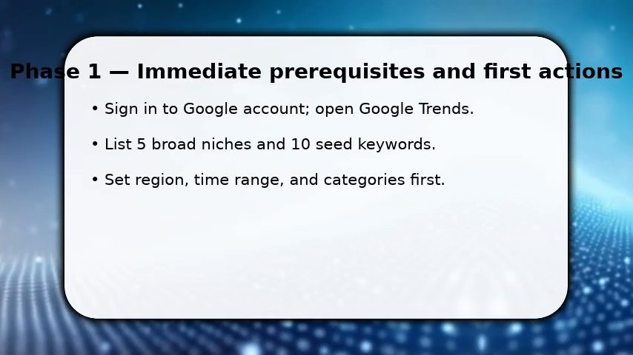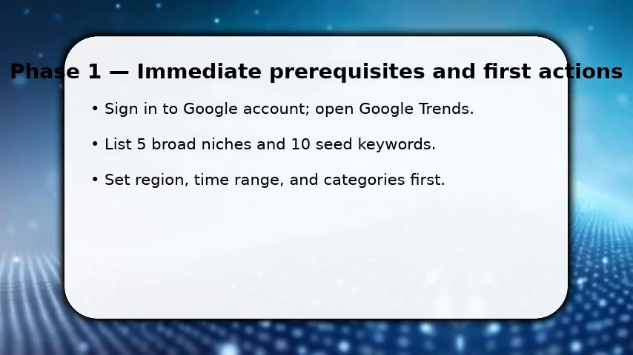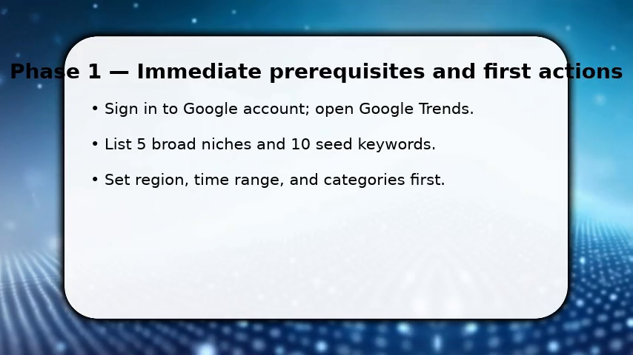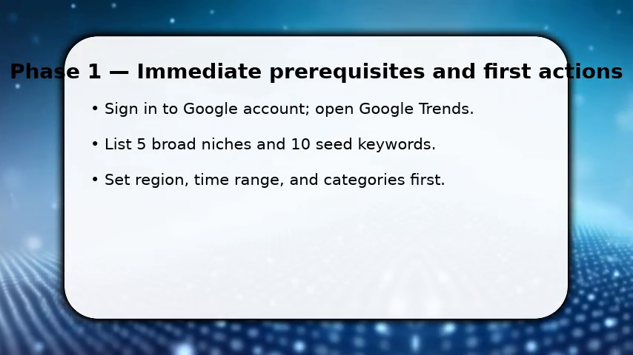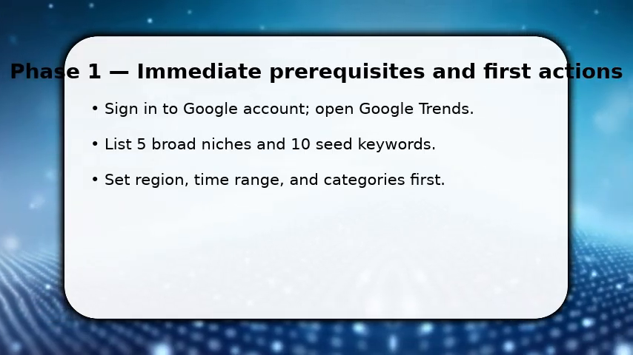Now run a comparisons query with 3 related keywords to see relative interest. This first actionable step reveals immediate winners and losers to prioritize.